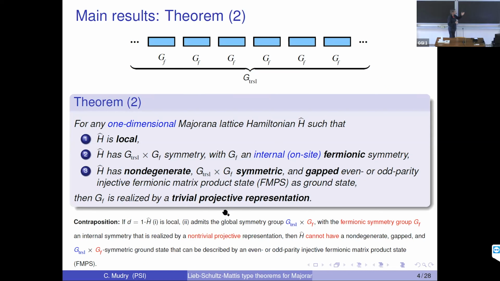Let me state a contraposition to this theorem. I'm going to negate the conclusion and get the negation of one of the hypotheses, and that would be an equivalent version of this theorem. So if I consider a one-dimensional Hamiltonian H made of Majorana, where H is local, admits the global symmetry group as in hypothesis 2, but now I am realizing GF with a non-trivial projective representation, the opposite of the trivial projective representation, then H cannot have, it's a no-go theorem, a non-degenerate gapped and symmetric ground state that can be described by an FMPS state. So the contraposition of theorem 2 as stated is a no-go theorem about the impossibility to realize a gapped unique matrix product state ground state that is symmetric.